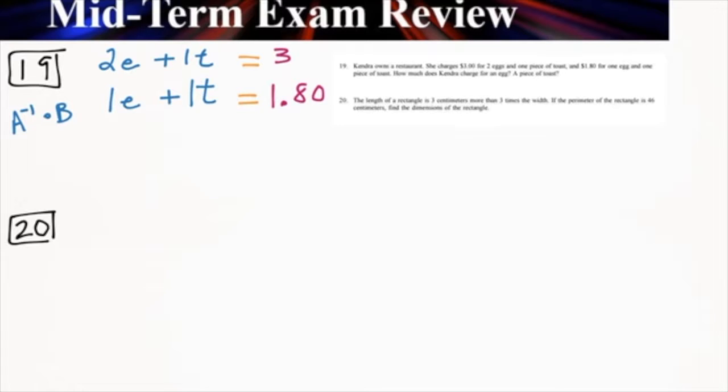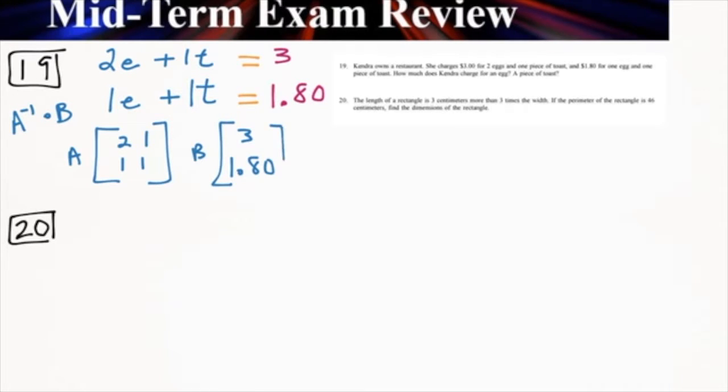Okay, we're going to do A inverse B, and I'm going to put 2, 1, 1, 1 in the calculator for A, and my B is going to be 3 and $1.80. Okay, so A inverse B, my answer is going to be $1.20 and 60 in the calculator. So I'm going to write that as for each egg, it's $1.20.